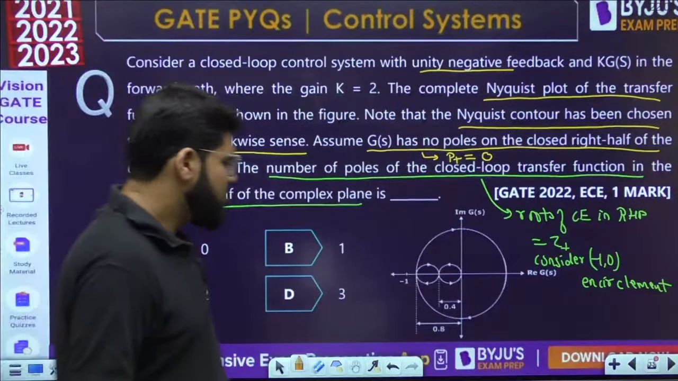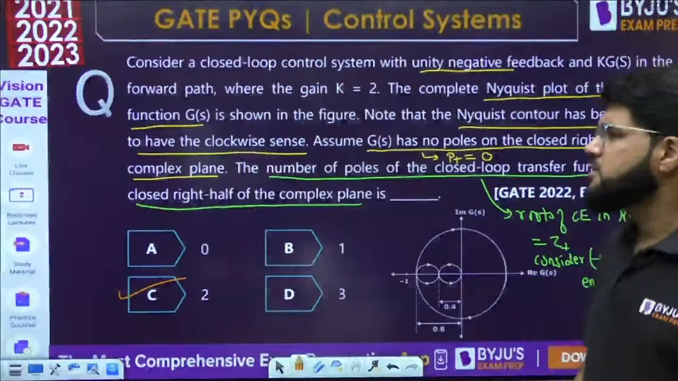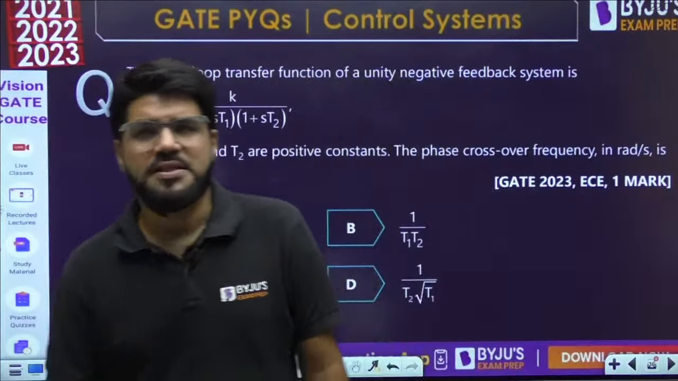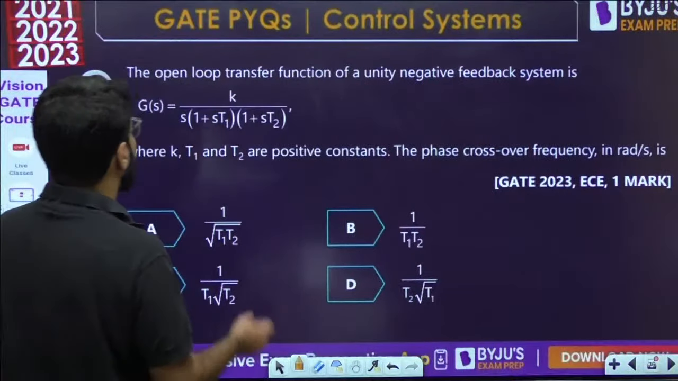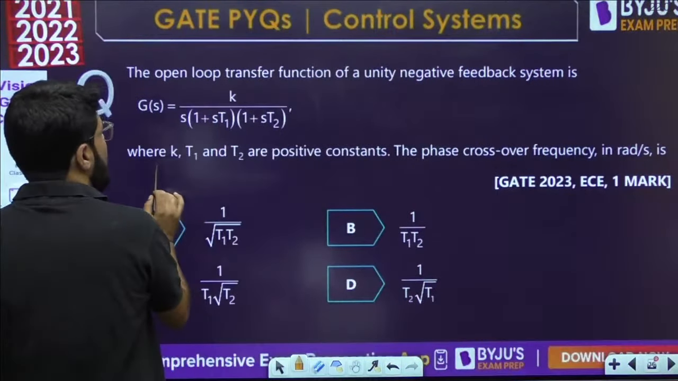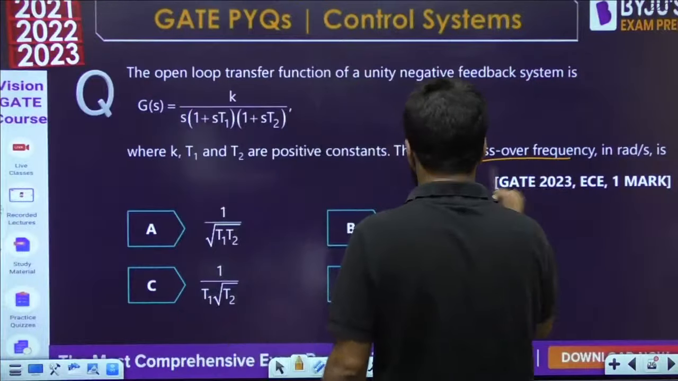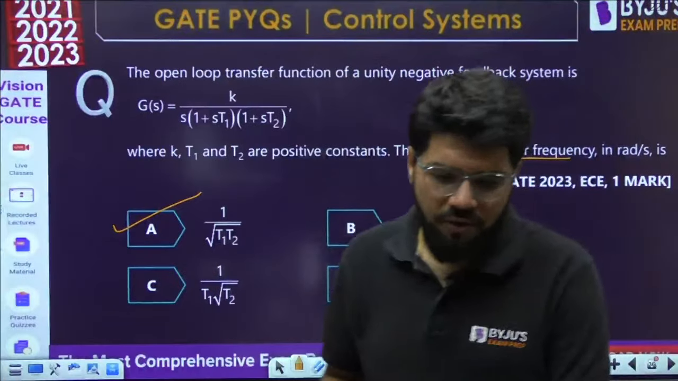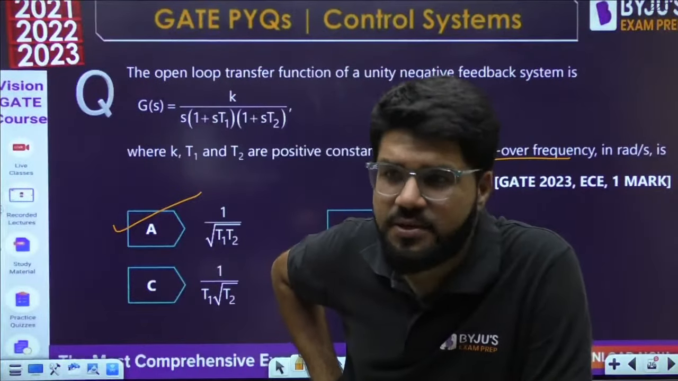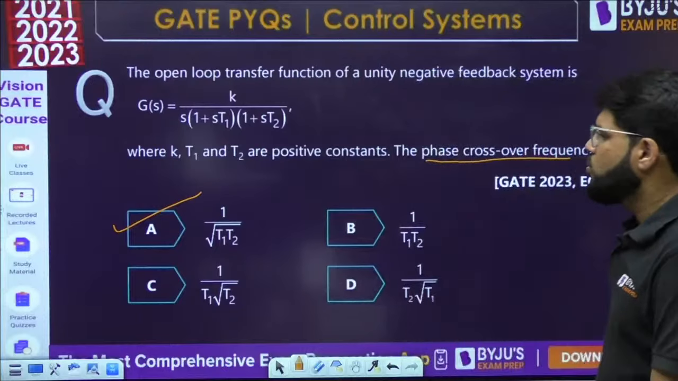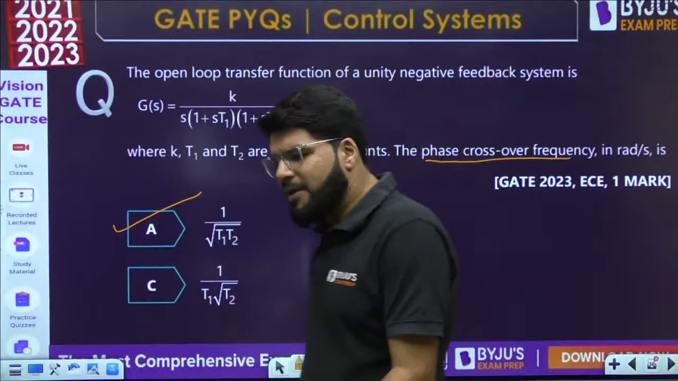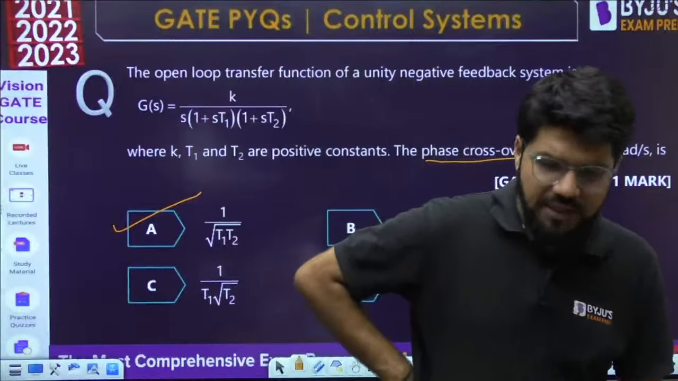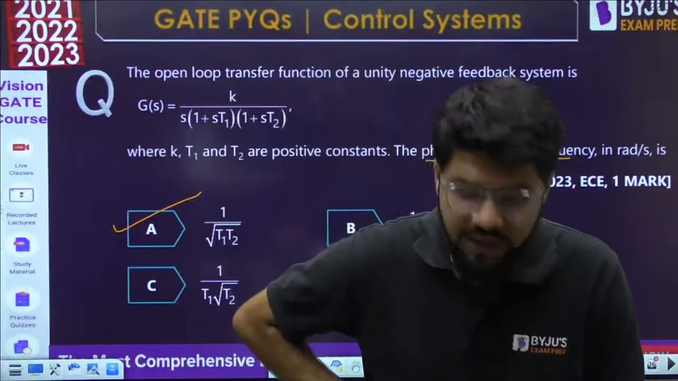Done. A decent question again. Okay, next question. One mark, and you should know it because it's one mark. This is a direct formula for the important form K upon s(1+sT1)(1+sT2). What is the phase crossover frequency for this form? It is given by 1 upon root T1T2. We can derive it, but this is a very important form, obtained by the Nyquist plot or by the formula as well. Either way, anything will do here.